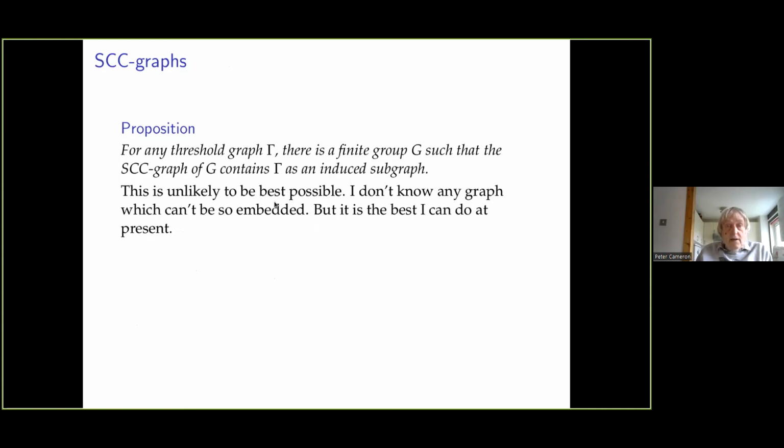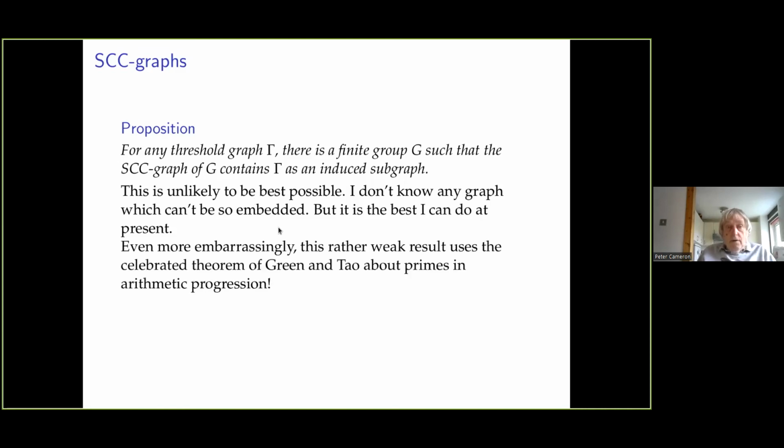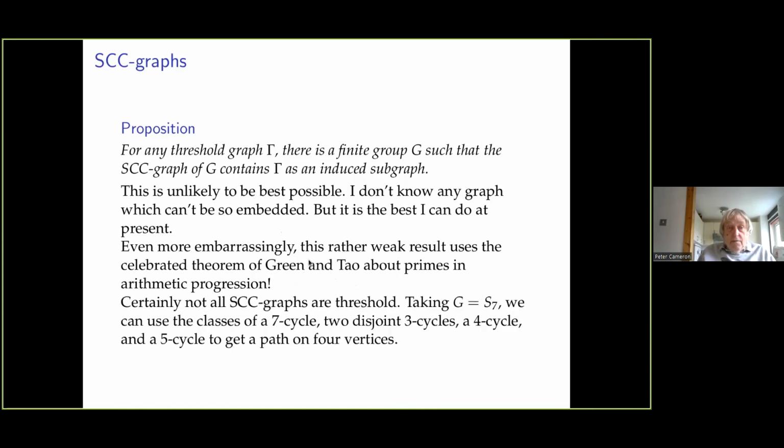And as I say, it's unlikely to be best possible. I don't know any graph that can't be embedded in the SCC graph of a finite group, but this is all that I can actually prove. And so here's the real embarrassment. To prove this rather weak-looking result, I need the famous theorem of Green and Tau about primes in arithmetic progression. So, you know, one of the more spectacular recent results in number theory. Let me at least give you a rough sketch of the proof.